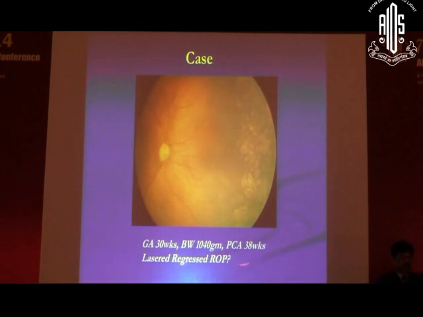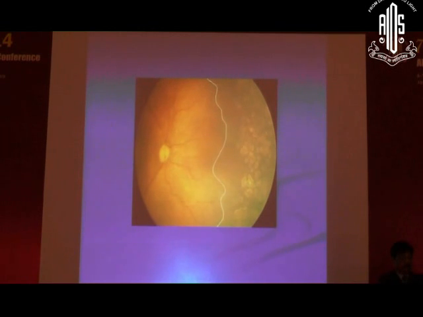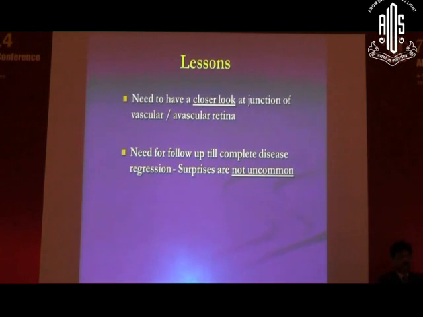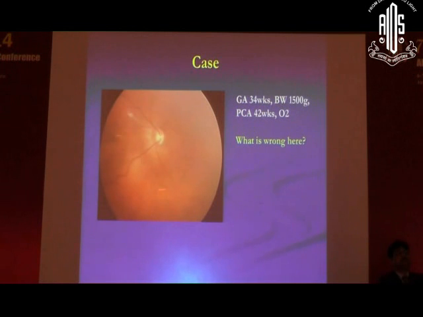In this case, see what seems to be wrong here. If you look carefully at the ridges here, the area is actually completely lasered, so you need to extend the laser here if you want the disease to actually go away. So you need to have a closer look at the junction, and recurrence is not uncommon, so you need to follow this till complete disease regression occurs.